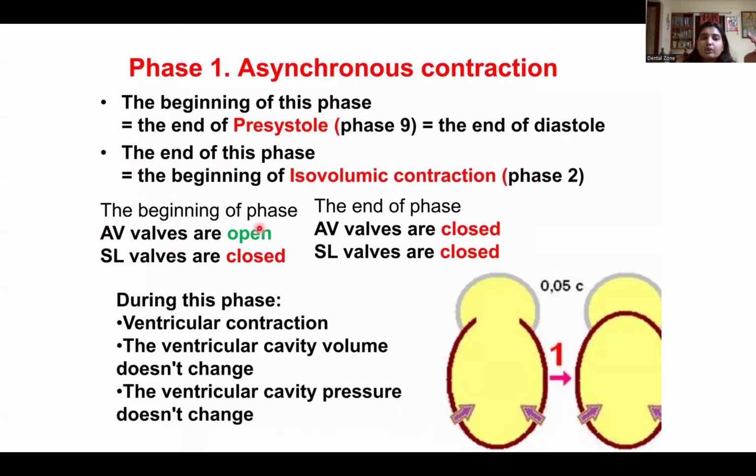Okay. So in the beginning, the atrioventricular valves are open, and in the end, they will be closed. The semilunar valves will remain closed over here because it is a contraction. During this phase, the ventricles will contract, the ventricular cavity volume will not change, and the ventricular cavity pressure will also not change. The ventricles will just contract.